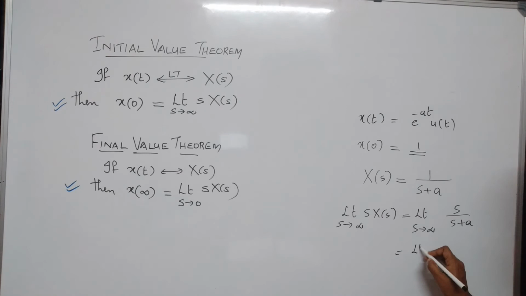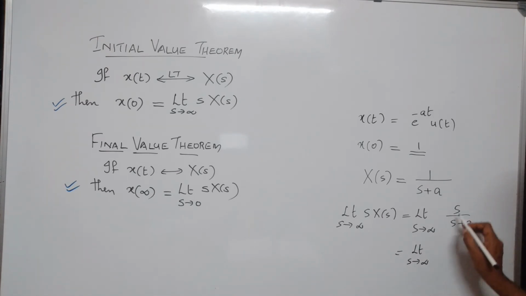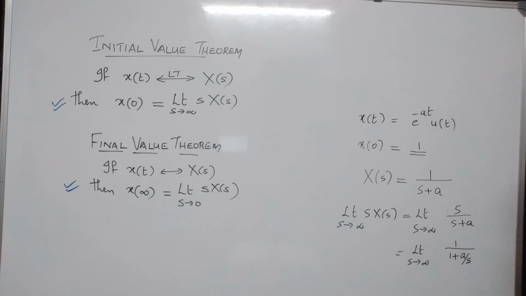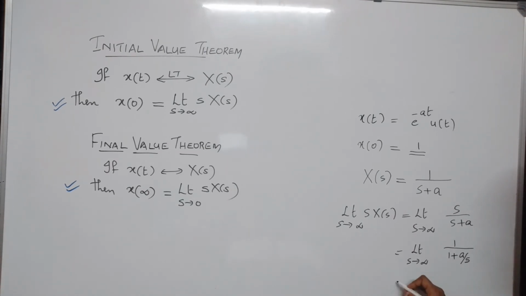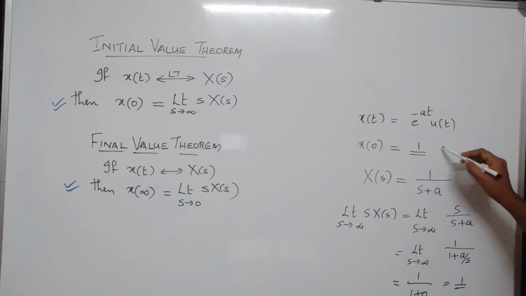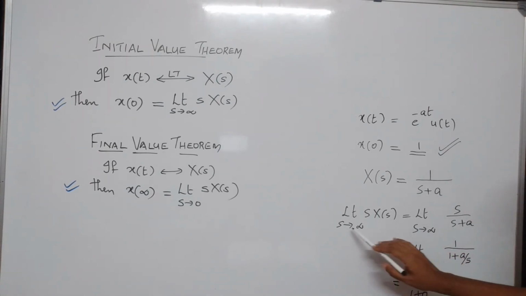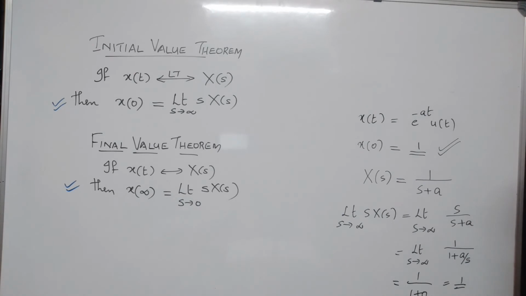Now, for the limit as s tends to infinity, let me divide all the terms by s. Then you will get 1 by 1 plus a by s. Now when s tends to infinity, this will be a by infinity. Any term divided by infinity is 0. So this will be 1 by 1 plus 0, which is equal to 1. So we got x of 0 as 1, as well as the limit as s tends to infinity of s into X of s also as 1. Thus, we have proved the initial value theorem.